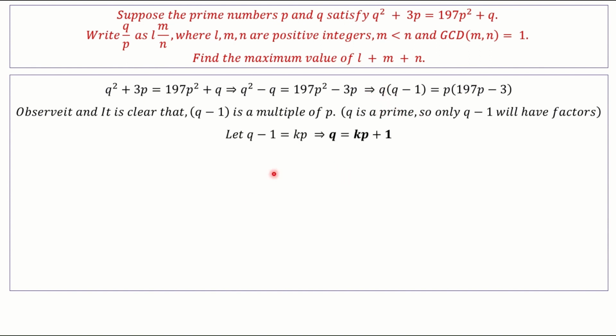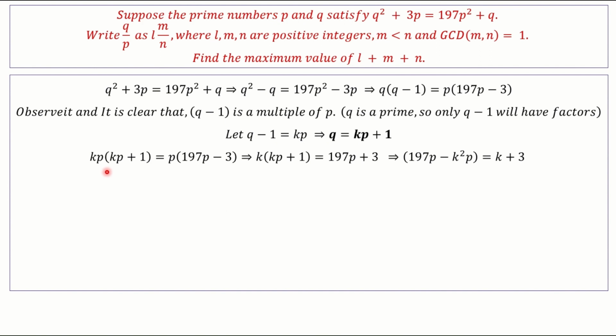Okay, so q minus 1, let's take a simple one. Is q minus 1 equal to kp? Because it should be a factor of p, it should contain p, otherwise you will not get p from this. The p factor you will not get, which means q equals kp plus 1 for some k. Okay, now replace the value. So what you will get is basically kp into kp plus 1, k equal to p into 187p minus 3.